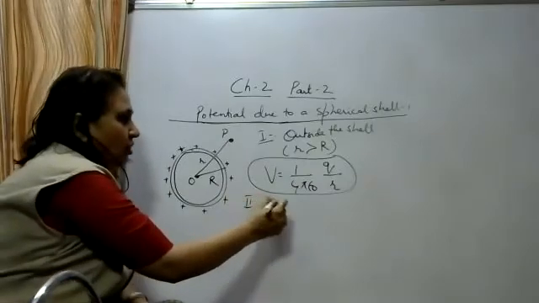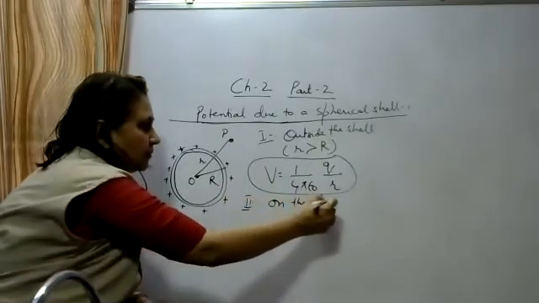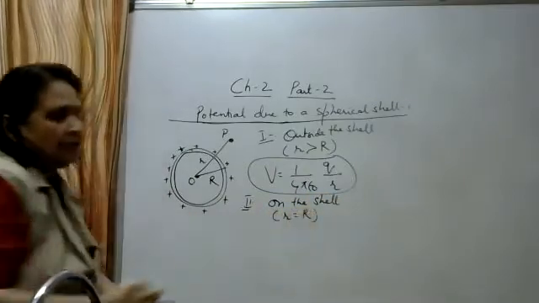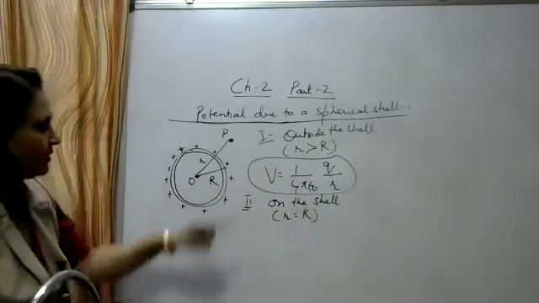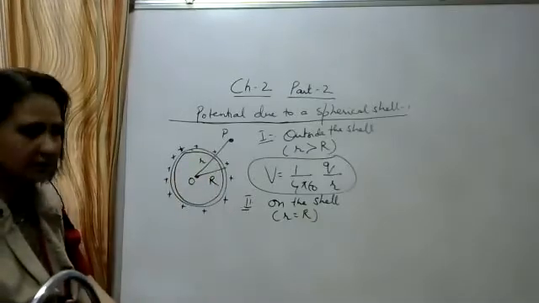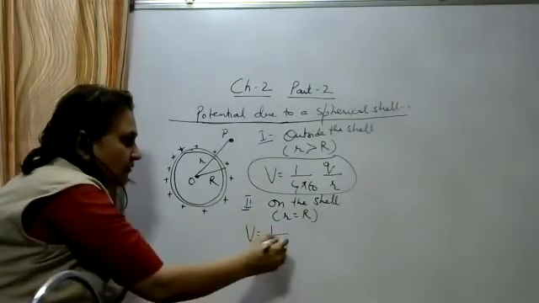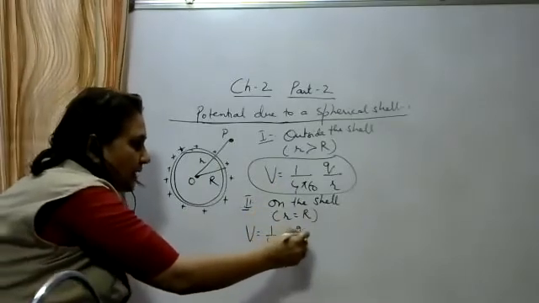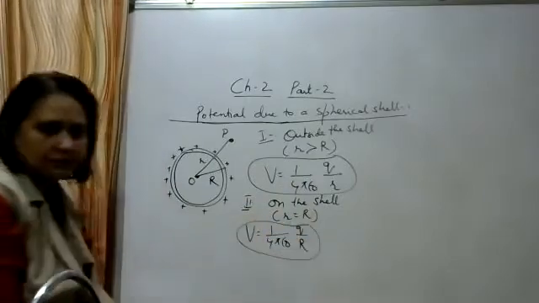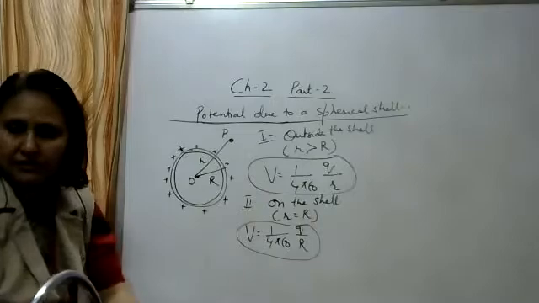Second, we'll find out on the shell. On the shell means small r is equal to capital R, that is at a point. Now the point P is on the shell. We know that V is equal to 1 upon 4 pi epsilon naught Q. Substitute small r equal to capital R. So this is on the shell.